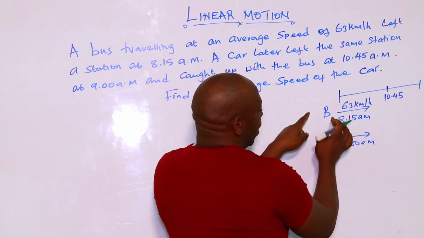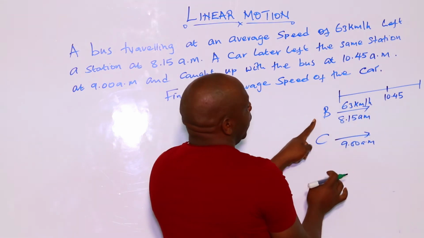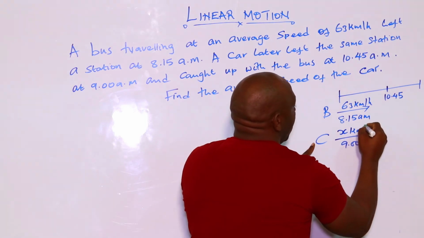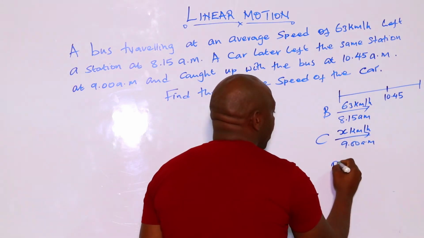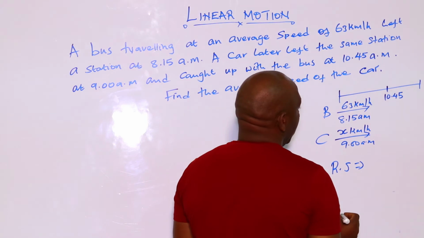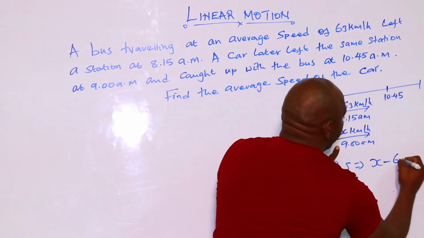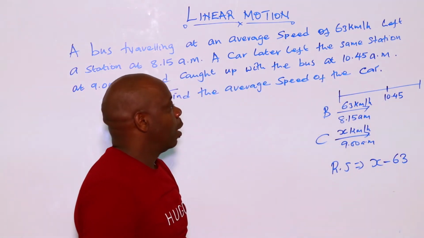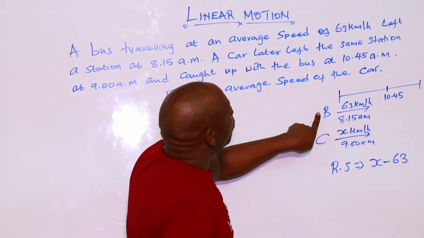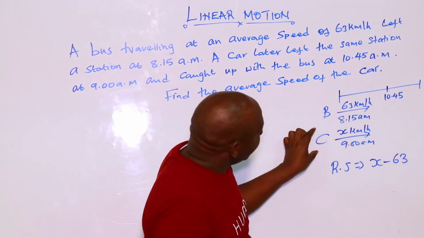So the bus started at 8:15 and it was moving at 63. The speed of the car is not given, so we let it be x kilometers per hour. So if you are asked what is the relative speed, we have said you are moving in the same direction and therefore the relative speed is x, and x is greater than 63, so minus 63. That is the relative speed. If that is the relative speed, then we've been told that this bus was moving at 63 kilometers per hour and it started at 8:15. The car started at 9.